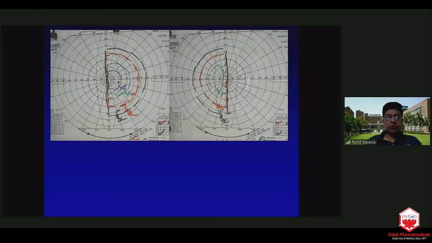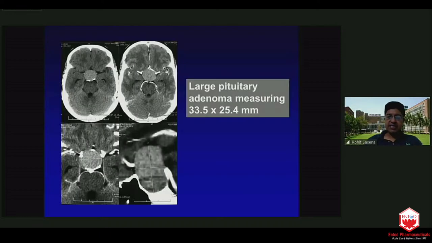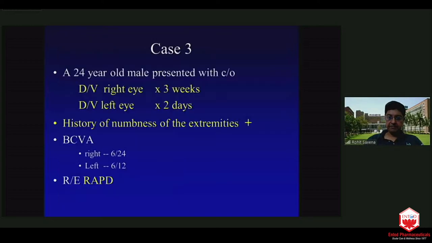Visual functions would include visual acuity, color, contrast, visual fields, and stereopsis. And again, neuroimaging was advised, and this gentleman also had a large pituitary adenoma. In fact, being a physician, he had missed out on certain signs which were pretty clear signposts for pituitary tumors.